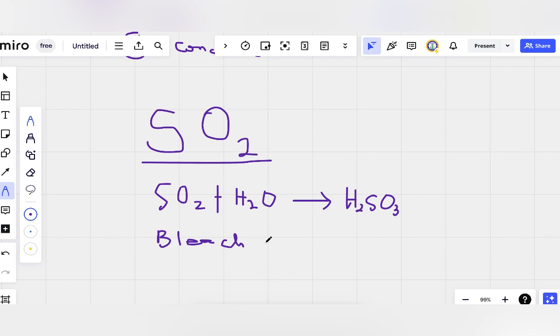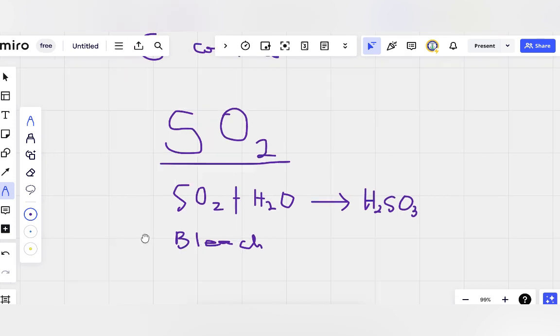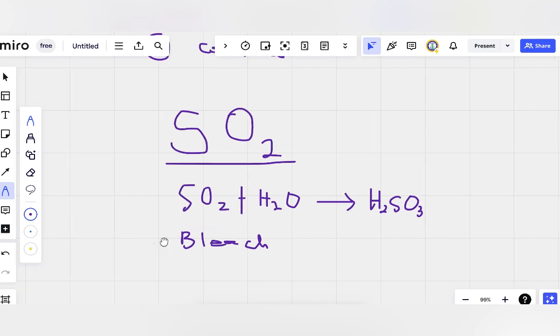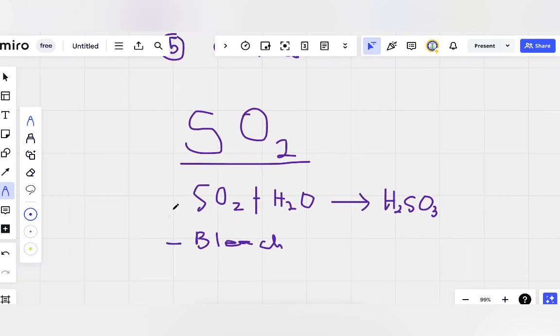Why is this so? Because it removes the color from any colored compound. That's why it's acting as a bleach. It will help to remove color from any colored compound, but only when it's damp in solution.